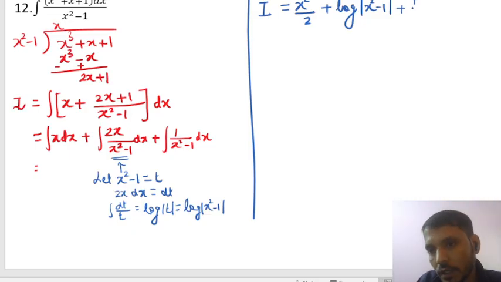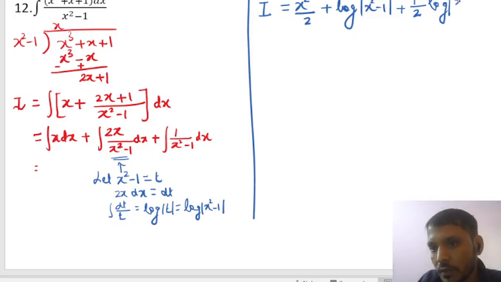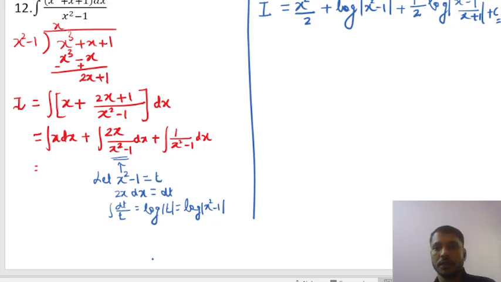So for this we have the direct formula 1 upon 2a log mod of (x minus a) divided by (x plus a). A is 1, so it is 1 upon 2, log mod of x minus 1 divided by x plus 1, and here plus c. So this is the final answer. We can leave our answer here. So question number 12 is done.